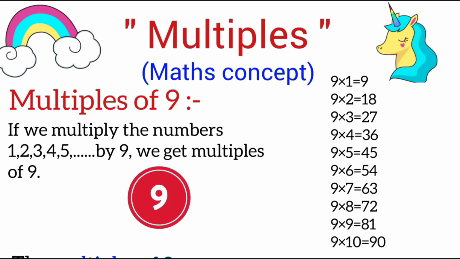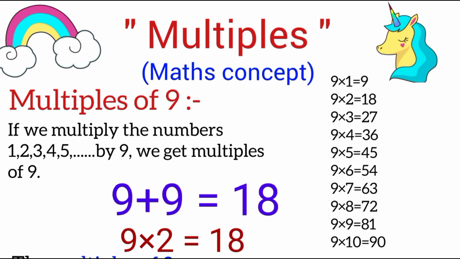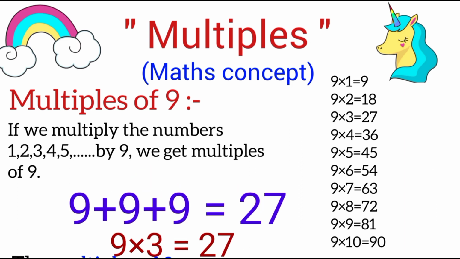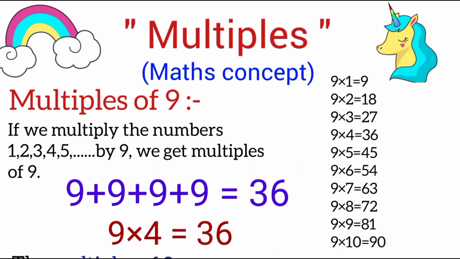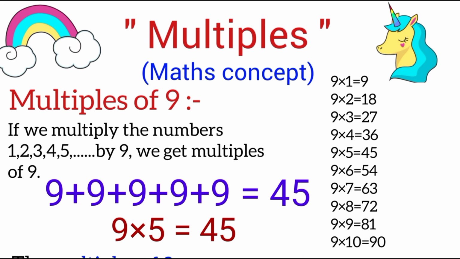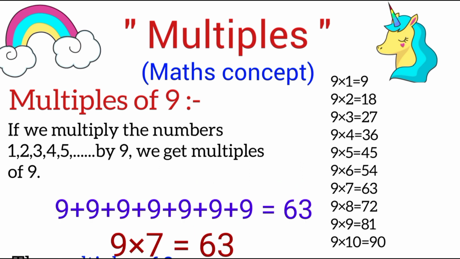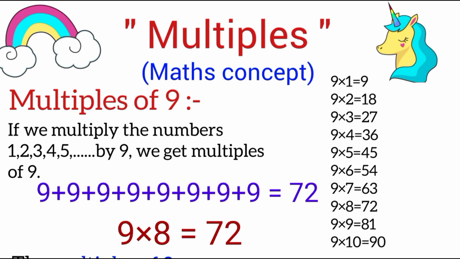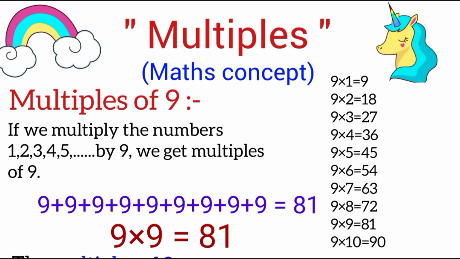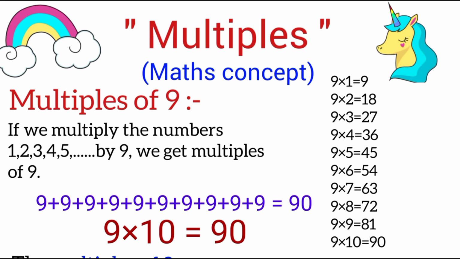Now let's get into multiples of the number 9. If we multiply the numbers 1, 2, 3, 4, 5 by the number 9, then we get multiples of 9. So let's get started. 9 ones are 9. 9 twos are 18. 9 threes are 27. 9 fours are 36. 9 fives are 45. 9 sixes are 54. 9 sevens are 63. 9 eights are 72, 9 nines are 81, and 9 tens are 90.